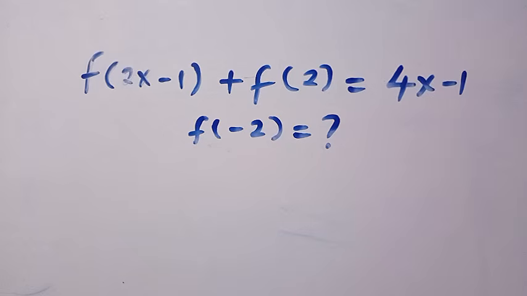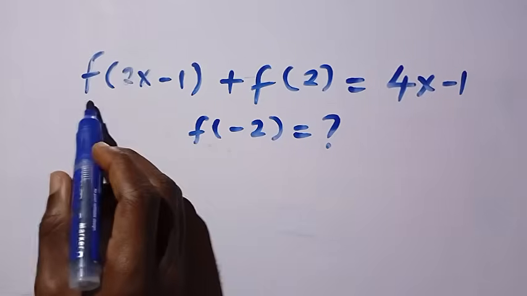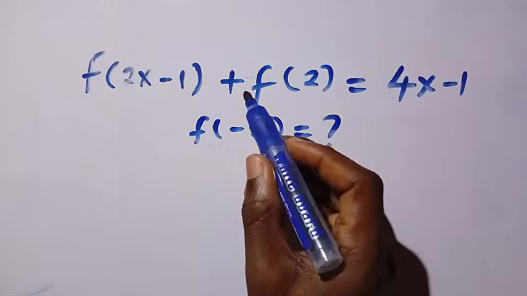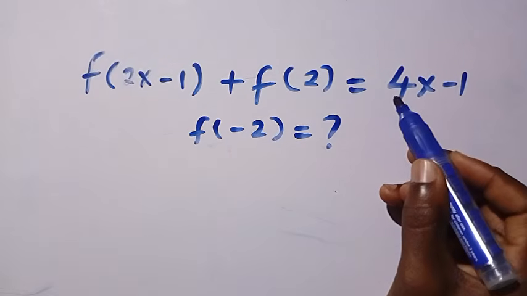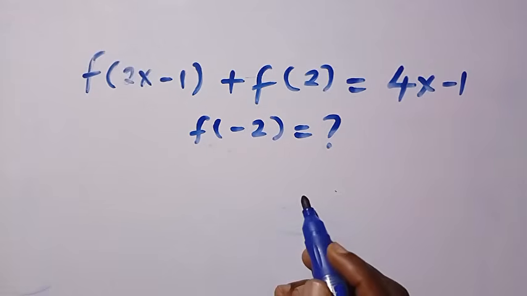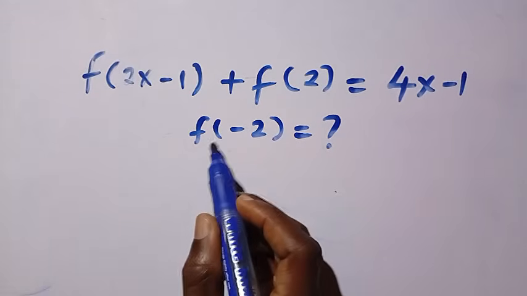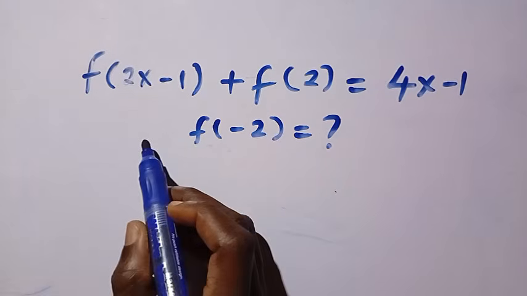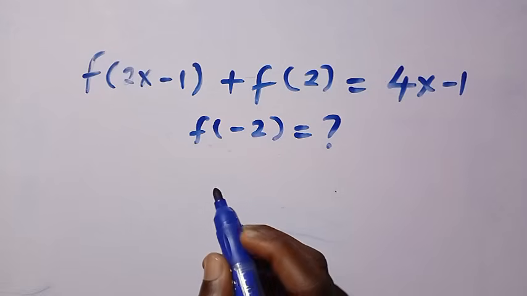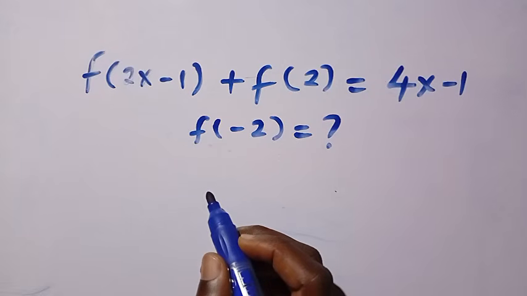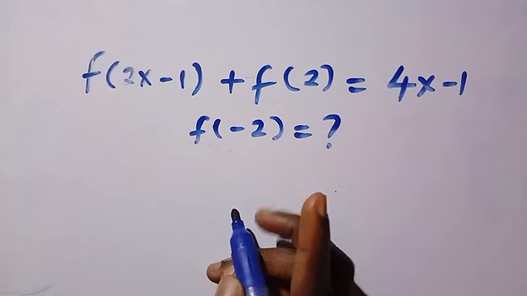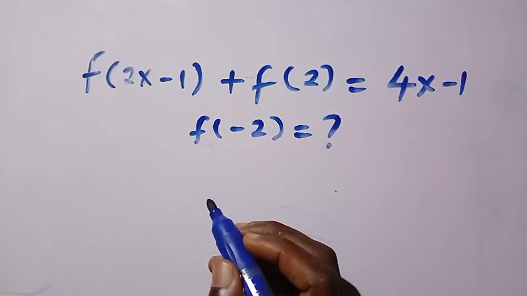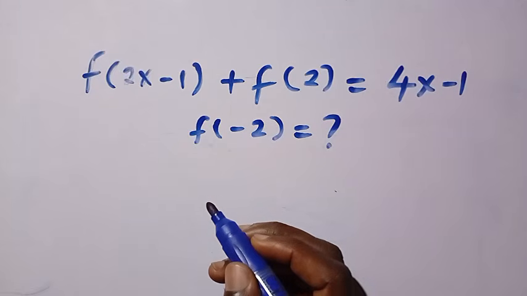Here we have a beautiful functional equation: f of 2x minus 1 plus f of 2 equals 4x minus 1. Then we are asked to find f of minus 2. To solve this problem is very simple, as I'm going to be showing you 3 different ways of solving this problem, and if you have another way of solving this, you can drop it in the comment box.